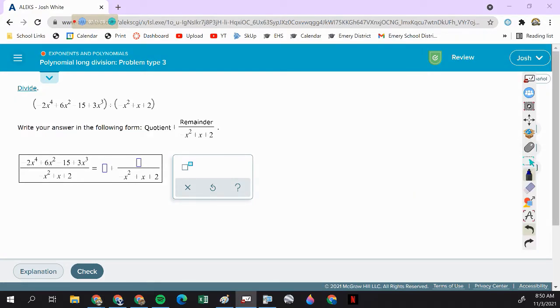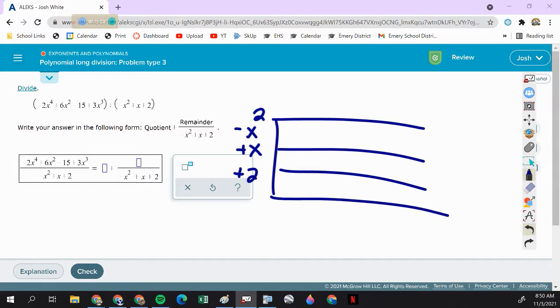All right, so the left side is negative x squared plus x plus 2. What goes in the first box? Negative 2x to the 4th. So negative 2x to the 4th. Pull out a negative and an x squared, and I get 2x squared. 2x squared times x is 2x to the 3rd, and 2x squared times 2 is 4x squared.